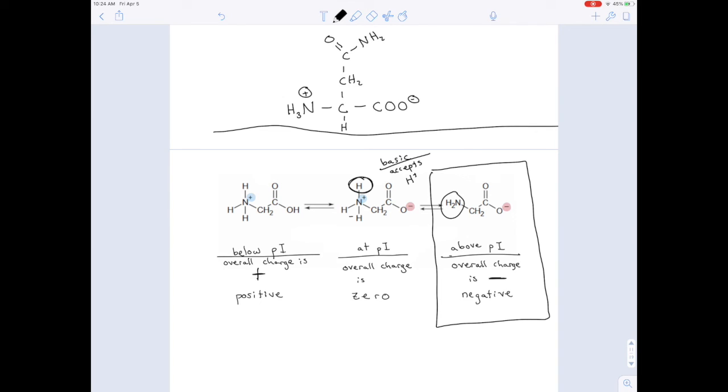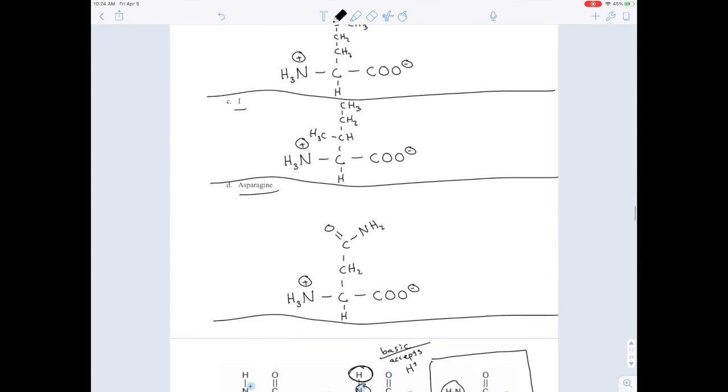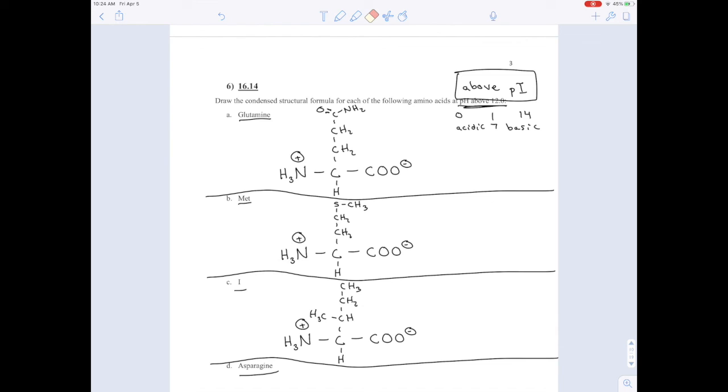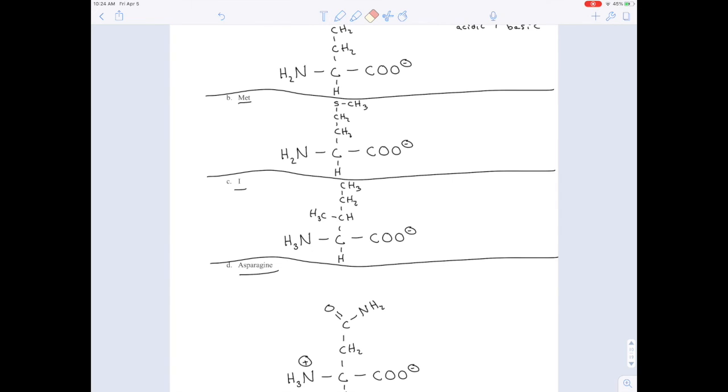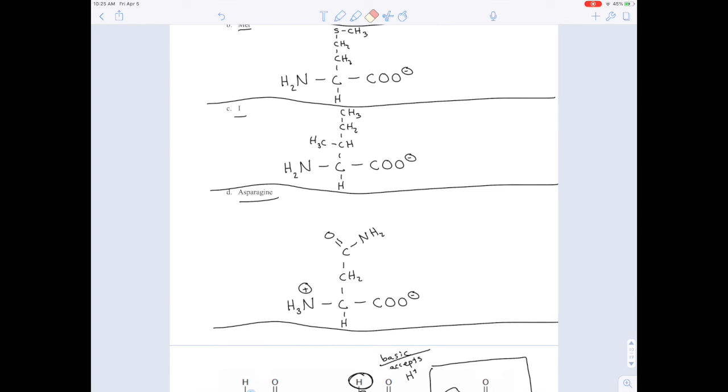So what we're going to do is, in each of these, we're going to take an H away, and we're going to take the charge away. Notice the H goes away, so you only have the 2 left, and the charge goes away, so that it's neutral. So in each of these, above the pI, you take the positive charge away, and you take an H away. It goes from 3 to 2. Take the positive charge away and take an H away. It goes from 3 to 2. Take the positive charge away and take the 3 away. It goes from 3 to 2. Take the positive charge away and take the 3 away. It goes from 3 to 2.